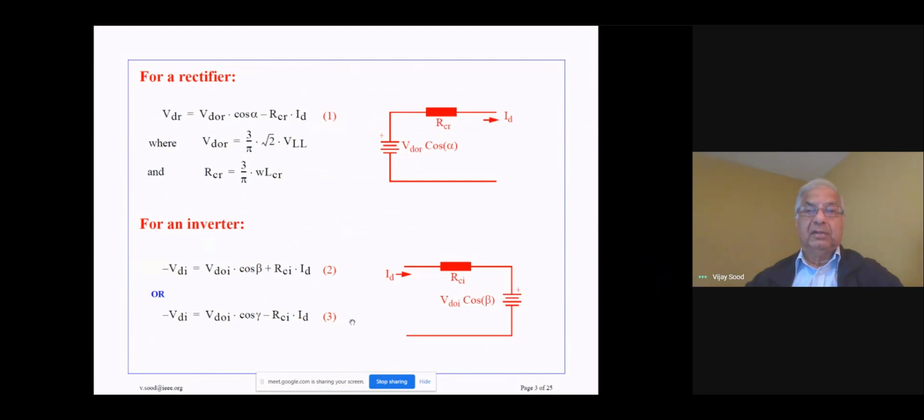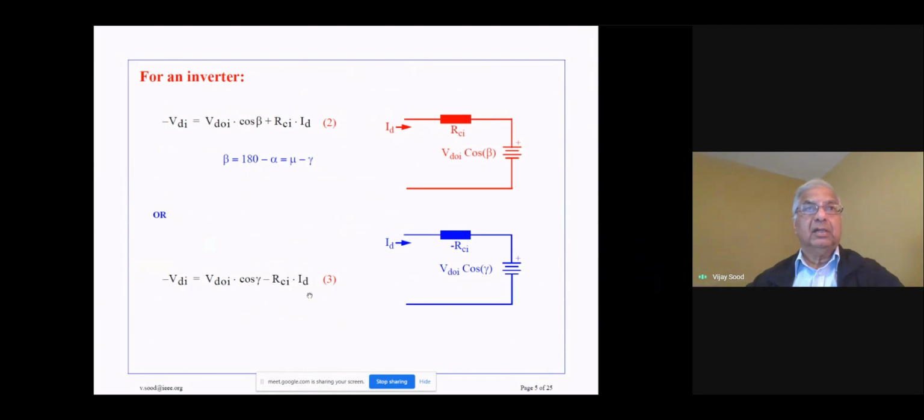We can have another variant to this. We can utilize the angle gamma instead of beta. Gamma is the extinction angle at the inverter. So if you use that variant, then this sign changes over here, and this equation now describes the behavior of the inverter.